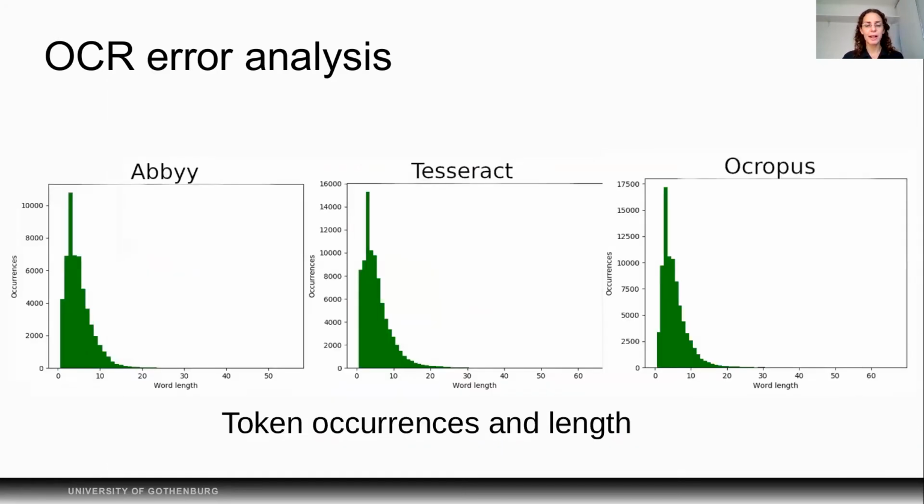We further looked at the word length distribution in the text produced by each system. The results show the majority of words recognized by all three systems are 4 characters long. 6, 7, and 8-character long words occur relatively frequently. A smaller portion of all the words are 10 to 20 characters long.